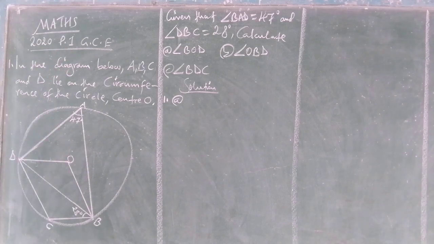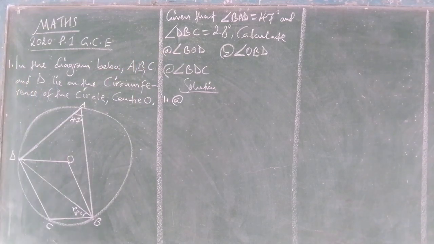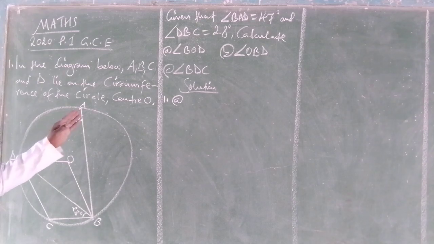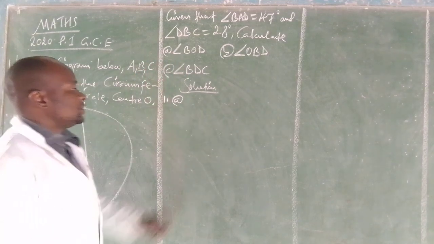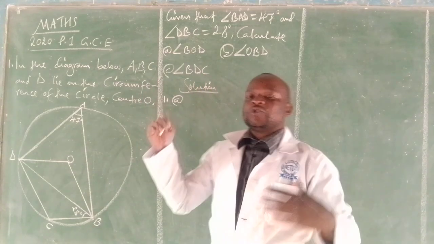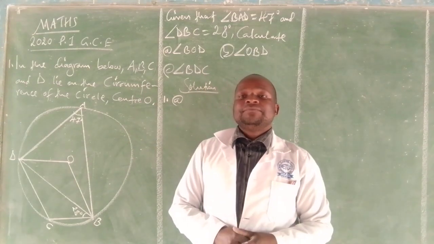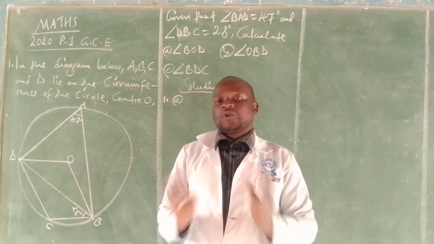And the question says, in the diagram below, A, B, C, and D lie on the circumference of the circle, which has center O. So you can see, then given that angle BAD is equal to 47 degrees, that angle there, and DBC is equal to 88 degrees. Calculate A, angle BOD. So now, what is important here in this topic to answer any single question is simply to understand and follow the rules, because this topic is all about rules.